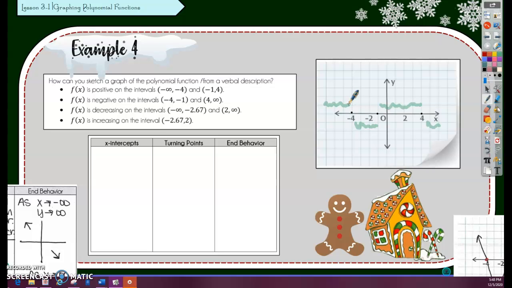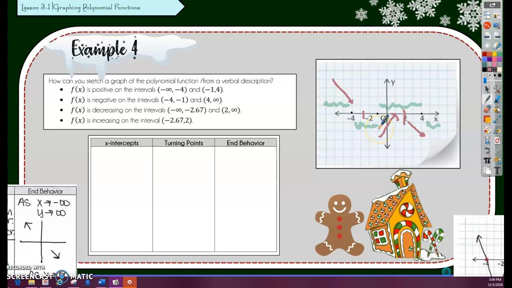And remember, that has to do with the slope of the graph. So the function is decreasing from negative infinity to negative 2.67. So I'm going to go to negative 2.5 here. I'm just going to draw a line. I know the graph is decreasing like this, okay? And then it's also decreasing from 2 to infinity. So I'm going to draw a line here at 2, and from this point onward, it's going to go down. Okay, so I'll just draw my little arrows for now. But then I know it's increasing from negative 2.67 to 2. So in between here, the graph's going to go up.